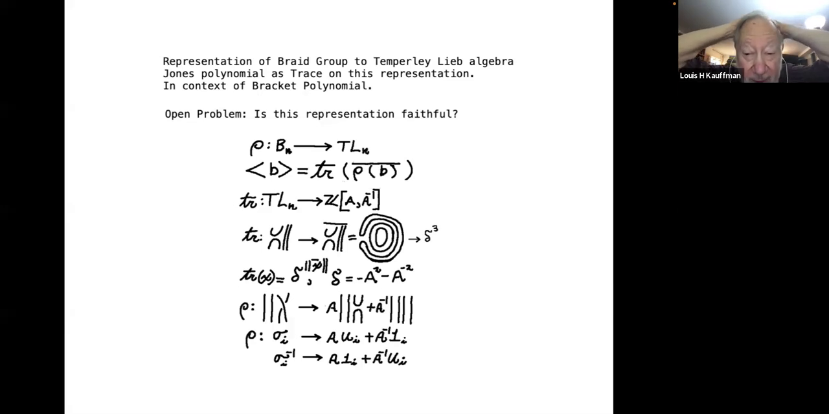And then there's the matter of the trace. At the diagram level, the trace is as follows. You close the braid in the standard way and take delta to the number of loops in the closure. Now, that's a nice simplification of Jones's trace, which was defined in terms of the algebra itself. And we'll come back to that.